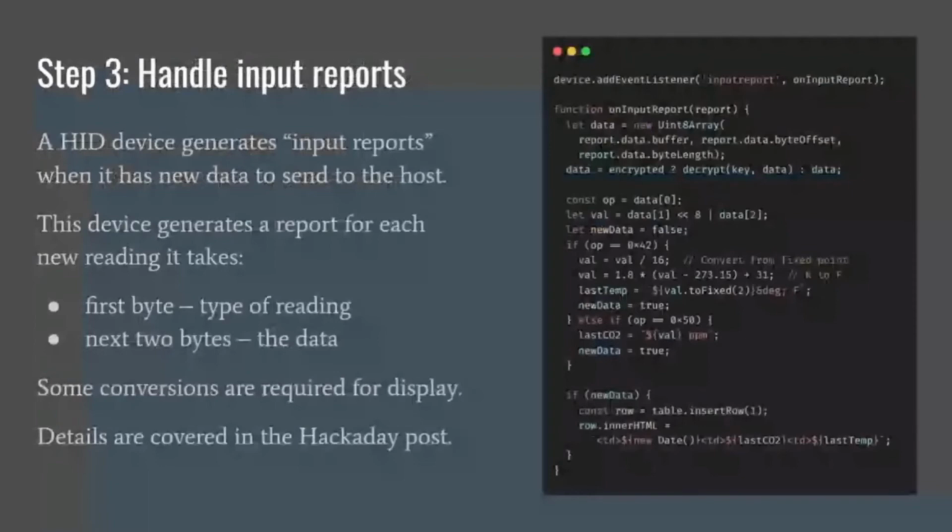The first byte tells us what kind of data it is, temperature or CO2, and after some unit conversions, the next 2 bytes provide the value. I'm glossing over a lot of details. The Hackaday post covers more of how the author figured out the structure of the data sent by the device.